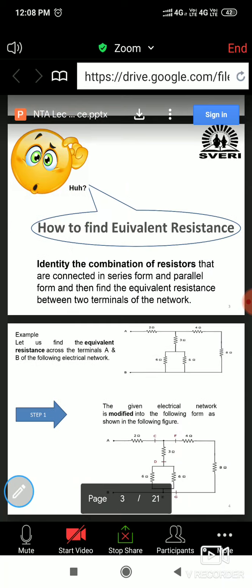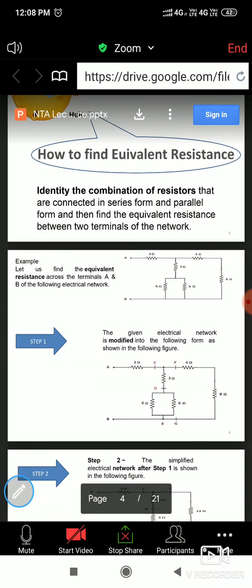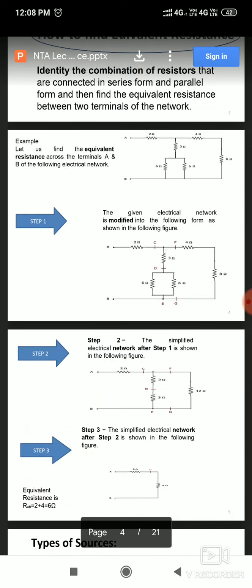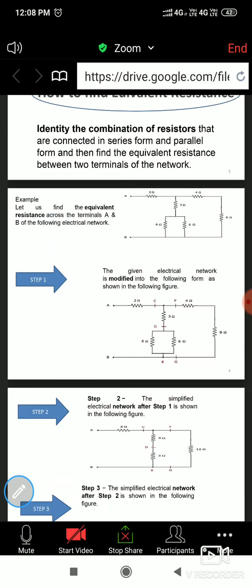So how to find the equivalent resistance? Already we took one example, which you are observing here in the PPT, that we already solved. When you are finding an equivalent resistance between two terminals, that terminal should be open, and between two terminals A and B, you have to start to calculate the equivalent resistance from the opposite side. So that already we discussed here.